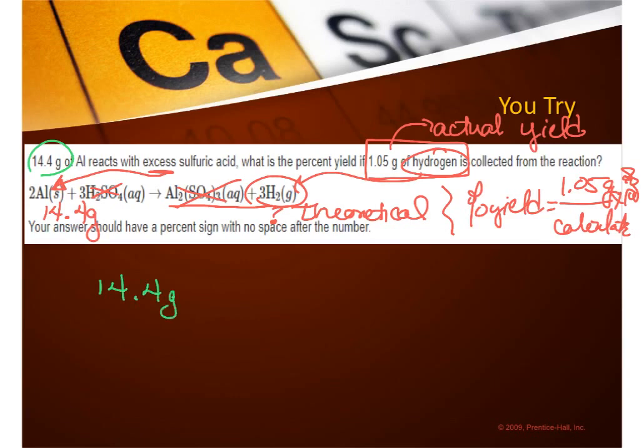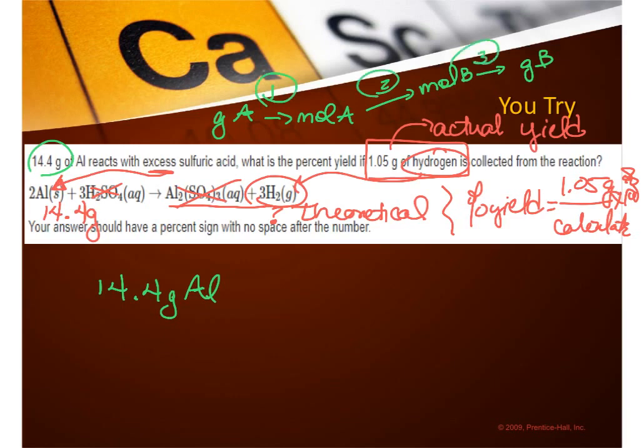14.4 grams of aluminum. Now remember, the process that we're almost always going to go through is grams of whatever the given information is. First thing you have to do is go to moles of that substance. Once you're in moles of that substance, you can use mole ratio to go to moles of any other substance in the chemical reaction. And then finally grams of that. So almost always, it's going to be a three-step calculation. So we need the molar mass of aluminum to convert to moles of aluminum.